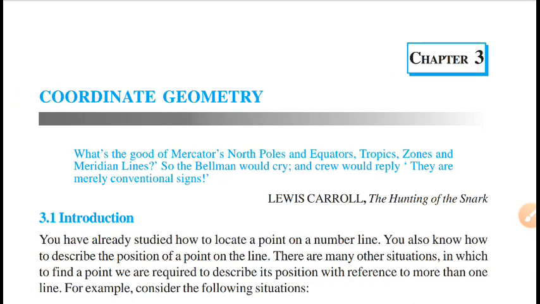So when we discuss coordinate geometry, we discuss it with the help of a line which has different values on it to indicate the position or the location of an object, or two lines which are perpendicular to each other, named as x-axis and y-axis, to locate the position of an object on a plane. So let's start, how it is being done.